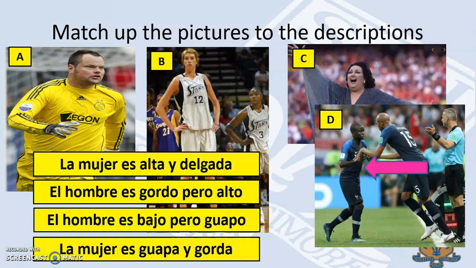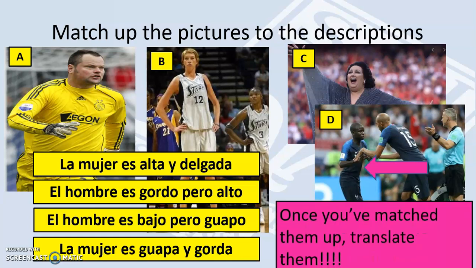What I want you to do with this is write out the letter, write out the correct sentence, and then once you've matched everything up, you can go back into the video, take your time, pause it, do whatever, and I want you to translate them. Okay? Muchísimas gracias. We will go through these. I will put another video up as like the assessment video, so to speak.